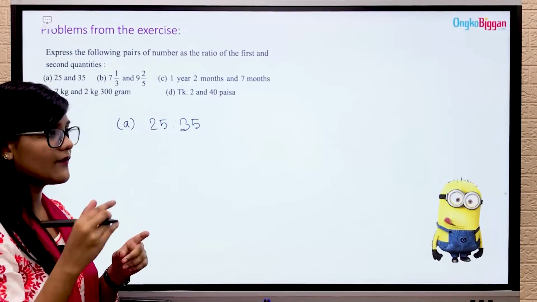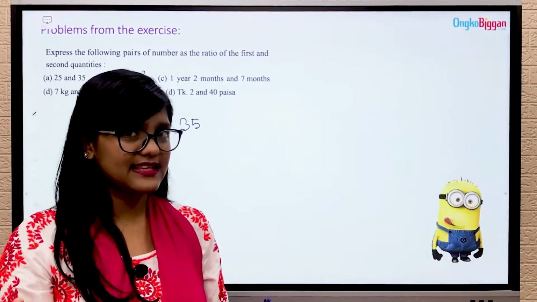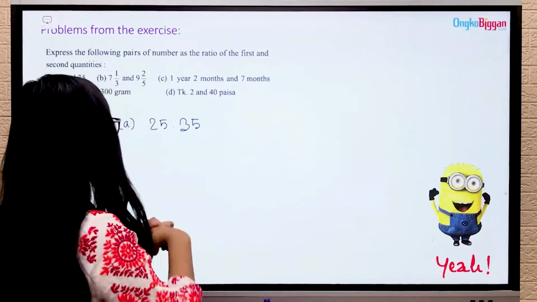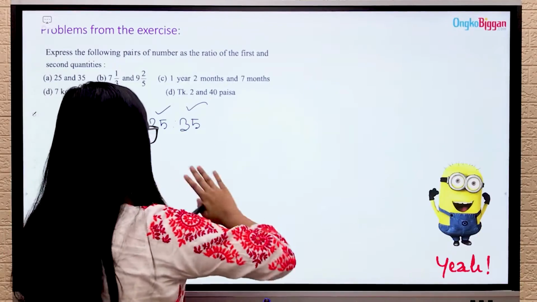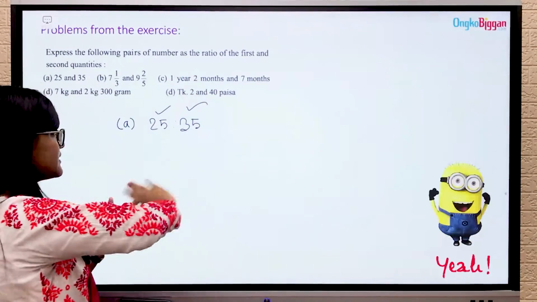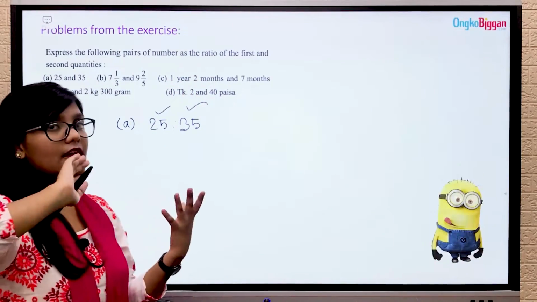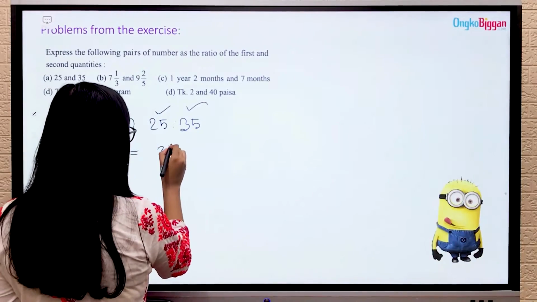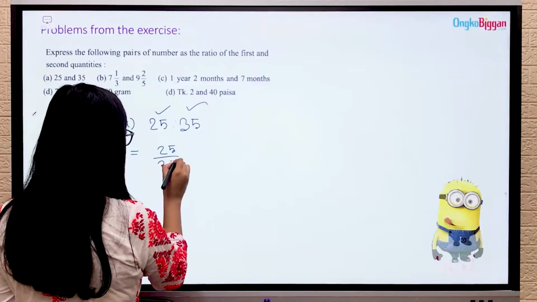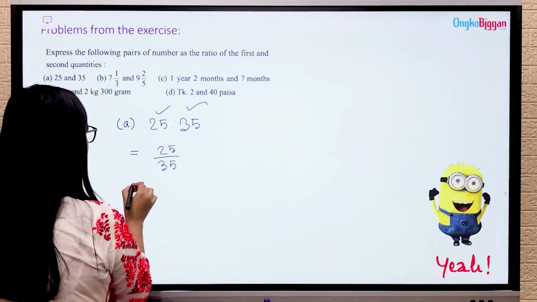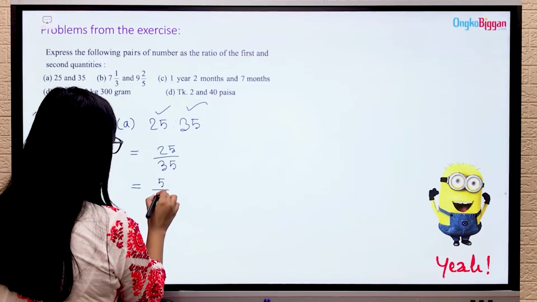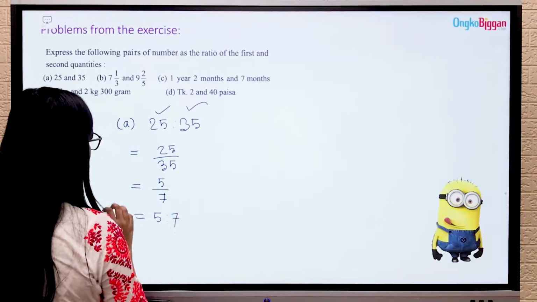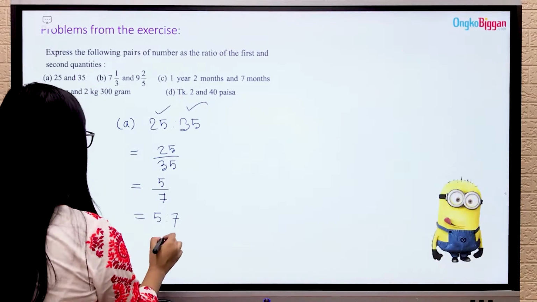That means the form of co-prime factors. Yes, that means 25 and 35 need to be co-prime. That means the antecedent and consequent should not have a common factor. So first we will write in the form of factorization. Then we will write 5 by 7, and ultimately we will write it in the form of 5 is to 7. So this is our answer.